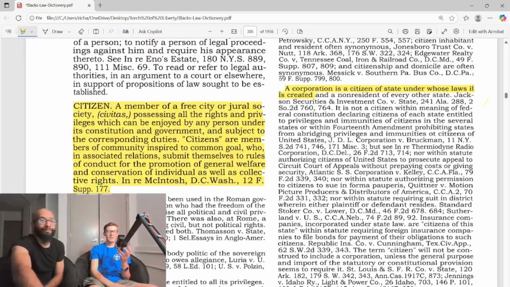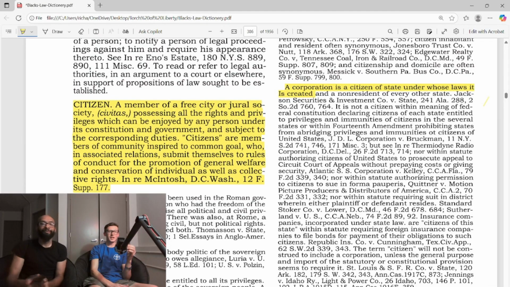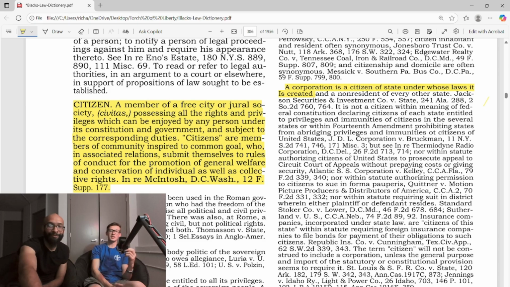So, a member of a free society, or city, or jural society, possessing all the rights and privileges which can be enjoyed by any person under its constitution and government, and subject to the corresponding duties. Citizens are members of community inspired to common goal, who, in associated relations, submit themselves to rules of conduct for the promotion of general welfare and conservation of individual as well as collective rights. And then, just off to the right, I found that interesting: a corporation is a citizen of state, under whose laws it is created.